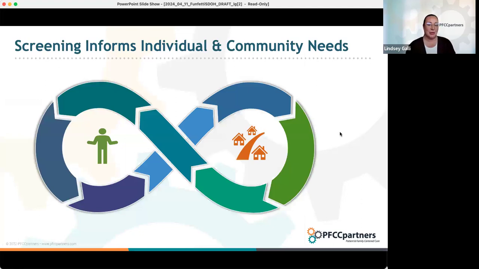So I wanted to bring this slide back just because I love how it illustrates the fact that screening informs individual needs, which informs the needs within the community as well. And there are so many individuals inside of the healthcare organizations, but also externally, that we may not be thinking about yet, who can be leveraged to address social drivers of health within the community. As we've heard today, all communities have assets that can be leveraged to address social drivers of health.